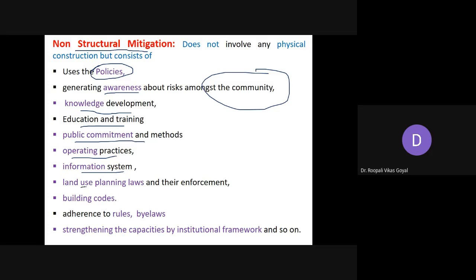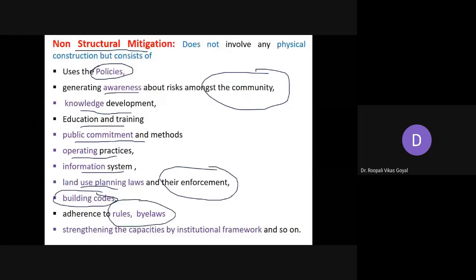Then land use planning, meaning how to use land. We have already discussed land use planning in detail. All the land use planning laws and their enforcement are to be done properly. Then all the building codes are to be followed properly. In all disaster prone regions, whatever provisions are given in the building codes are to be strictly followed, along with adherence to rules and bylaws. Whatever laws and rules there are, they are to be properly followed, and the authority has the responsibility to make all the people and contractors follow those rules.